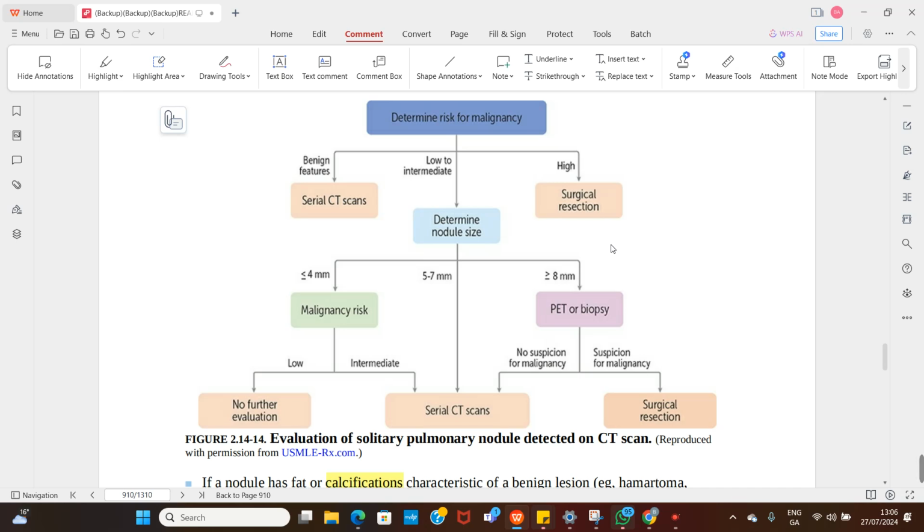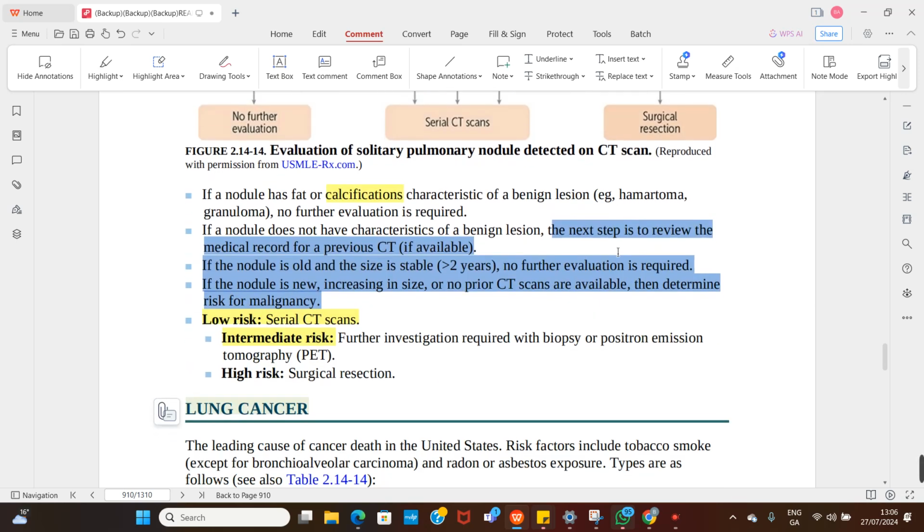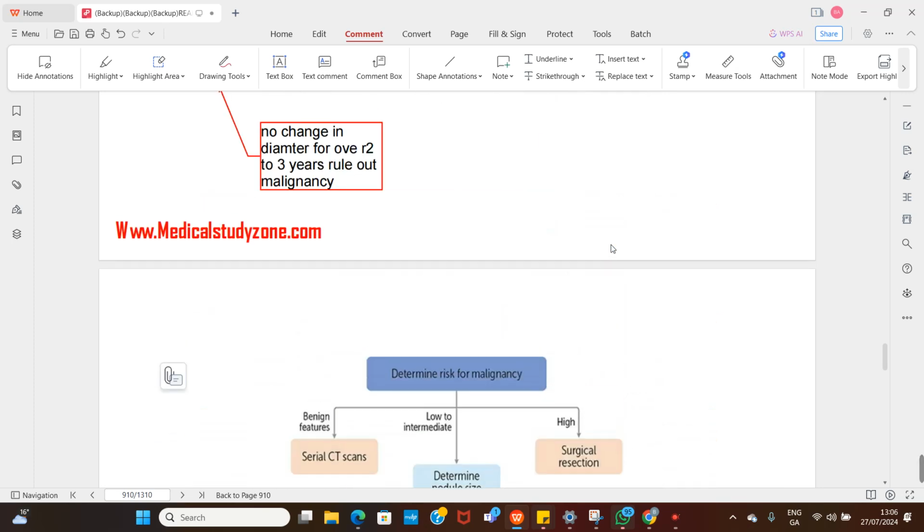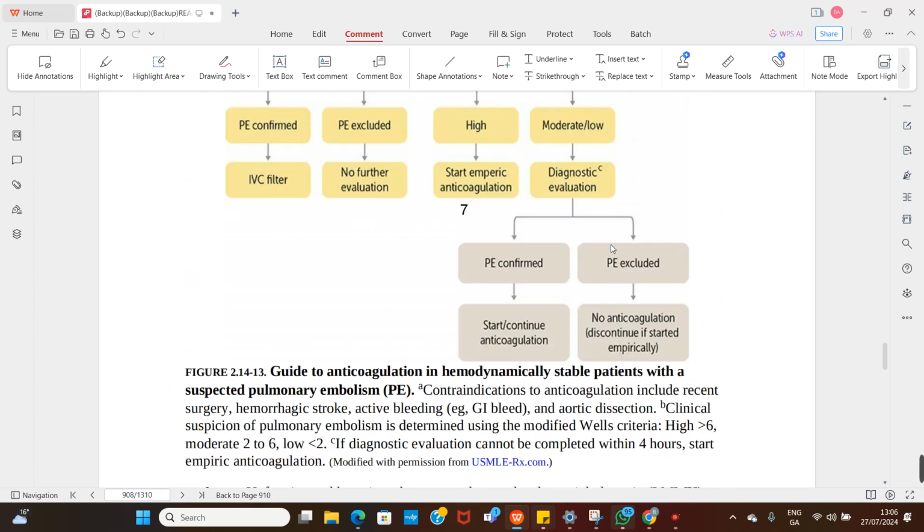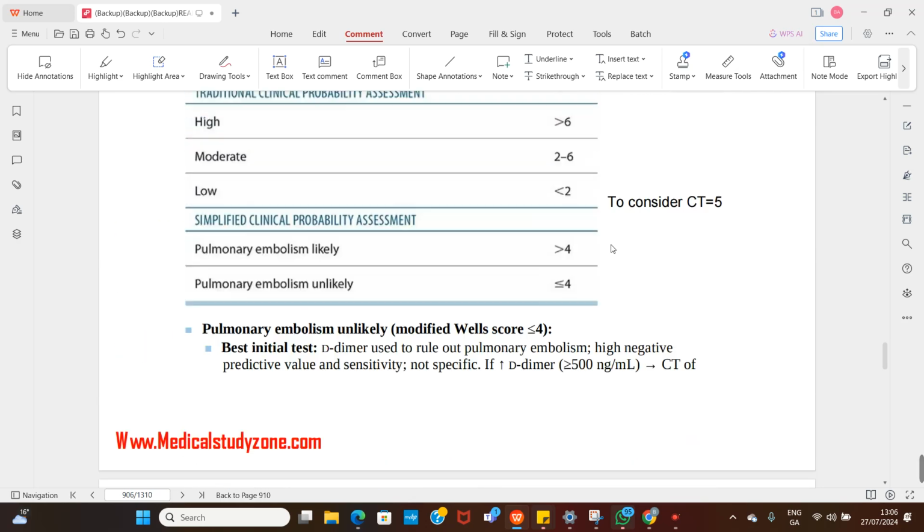I'll show us some questions to consolidate what we have learned. So let me see if I have some questions. I didn't even solve question on B.